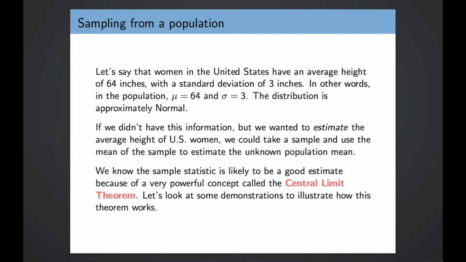The central limit theorem says that if you take sufficiently large samples from a population, the means of those samples will be normally distributed, centered on the true population mean, regardless of the distribution of the original population. This is a really powerful concept in statistics. Let's go ahead and look at a couple of demonstrations to explore how this works, and then we're going to get a little bit more into the mathematics of the central limit theorem.